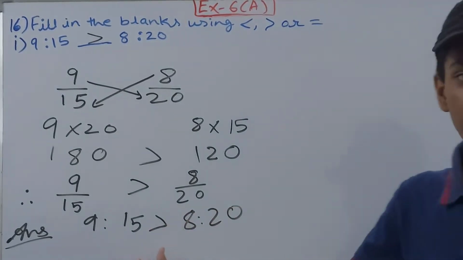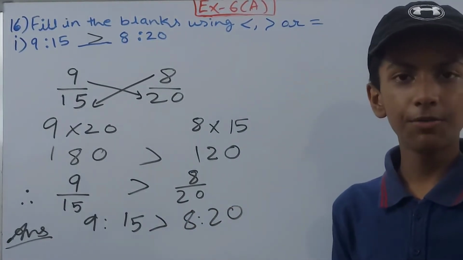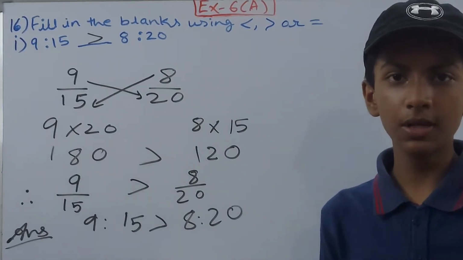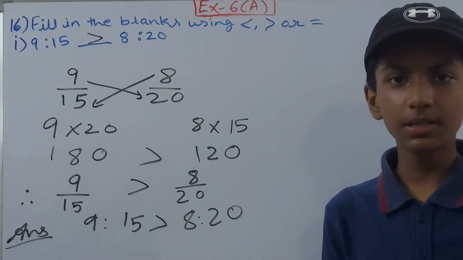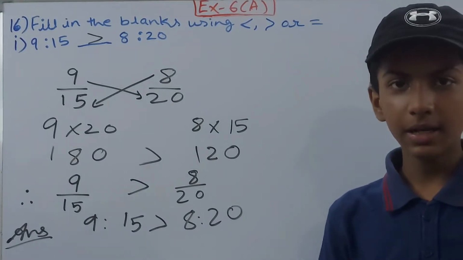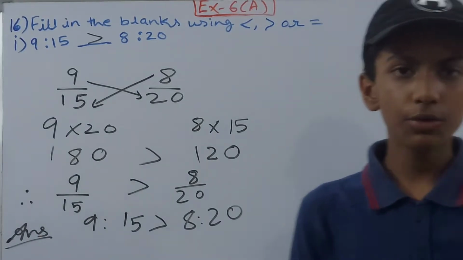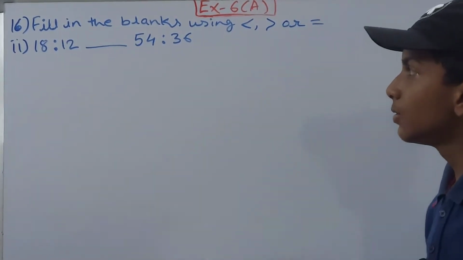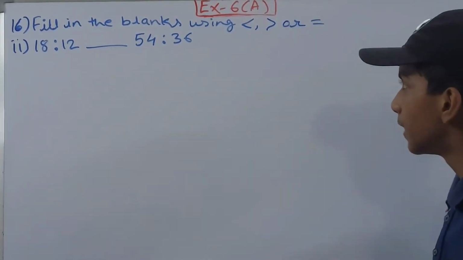So you see that the answer is always coming the same, but the methods are different, and you see that the cross multiplication method is a bit easier than the first one because we don't have to find the LCM in this, and it is short as well. So for the entire part I'll do this only. Now let's move on to the next part. This one is 18:12 and blank 54:36.